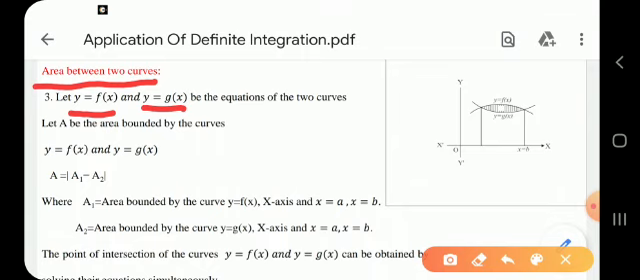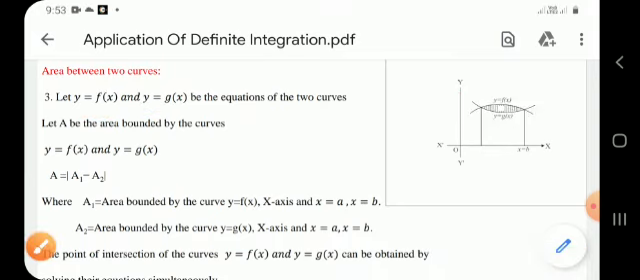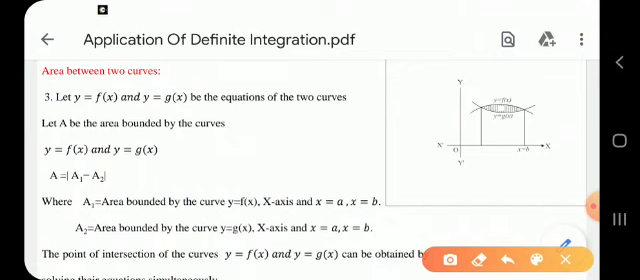Here in figure we consider, everyone see this figure? In this figure we consider y is equal to f of x, this is our upper curve, then we consider y is equal to g of x, this is our lower curve, here like this. So here we consider these two curves. Let A be the area bounded between these two curves, that is here this shaded portion.